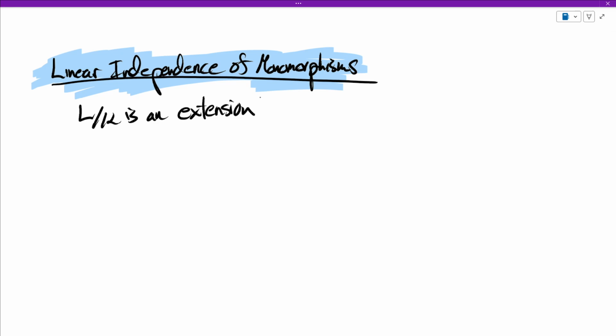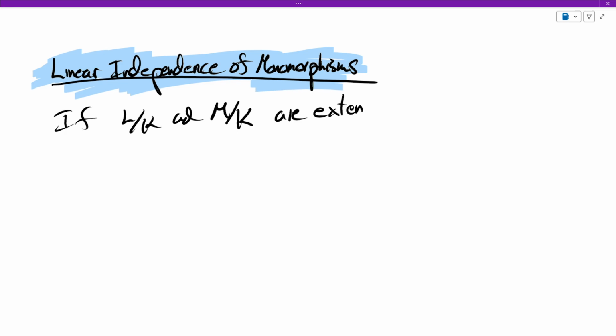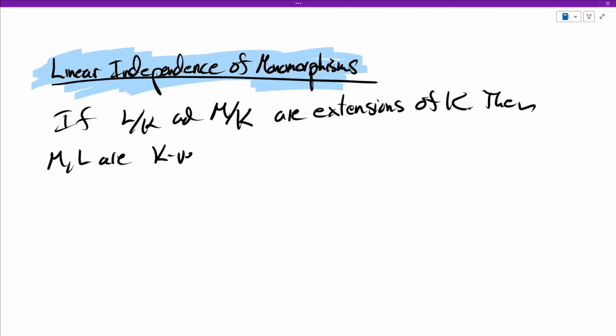Let me just say it like this. If L over K and M over K, I'm going to change the notation in a little bit, are extensions of K, then M and L are K vector spaces. Right? That's how we motivated things like the degree and whatnot.